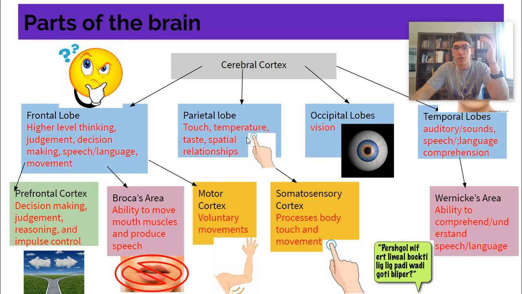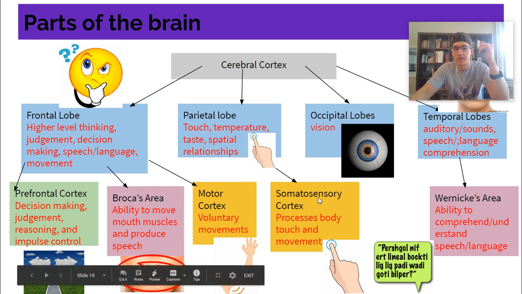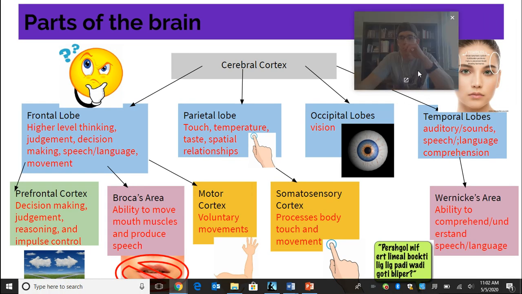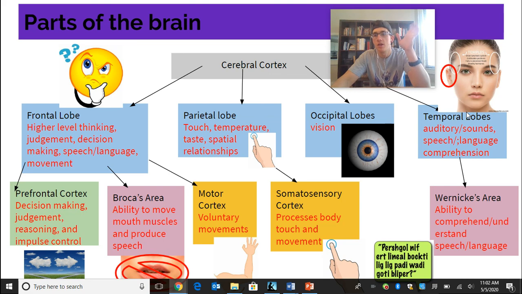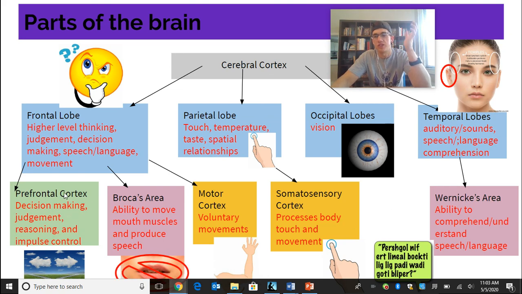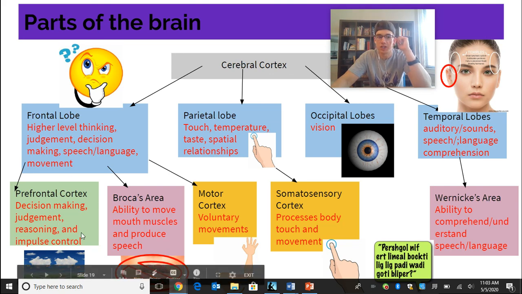Parietal lobe, touch, temperature. That's why the somatosensory cortex is located there. Occipital lobe, eyes, we're good with that one. And then temporal, think the tempo of a song. You hear that. Temporal lobe's auditory sounds. The other thing that's big, the prefrontal cortex, is just a specific part of the frontal lobe dealing with decision making, judgment, reasoning, impulse control.